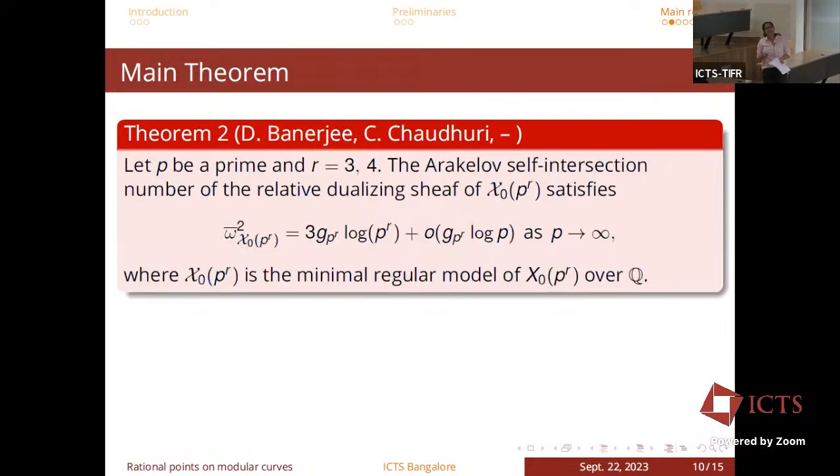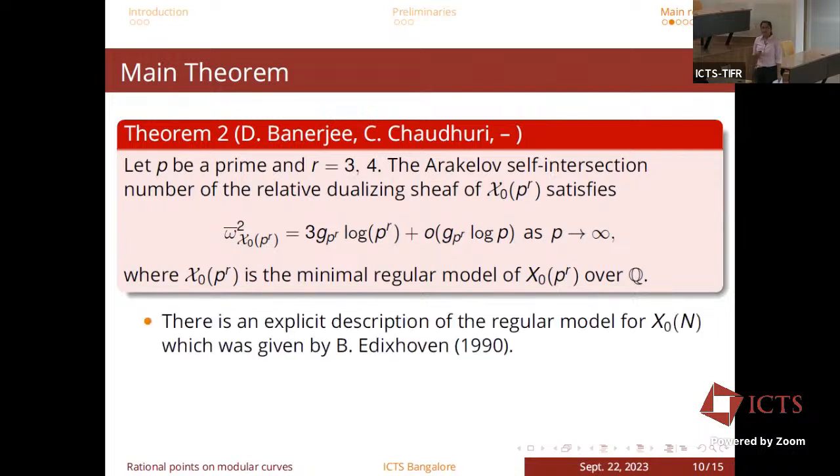Then the second theorem is joint work with Debargha Banerjee and Chitrabhanu Chaudhuri. Here we prove that for any prime p and r equal to 3 or 4, the Arakelov self-intersection number omega bar squared of X_0(p^r) is equal to 2g p^r log p^r plus little g p^r log p as p goes to infinity. Here X_0(p^r) is a minimal regular model for the modular curve X_0(p^r) over Q.